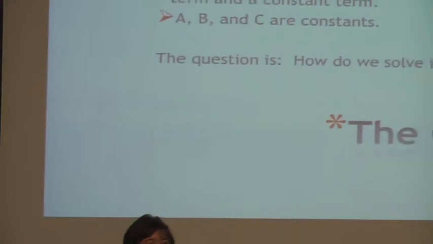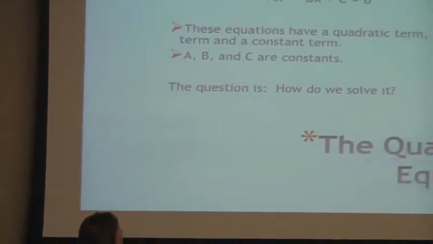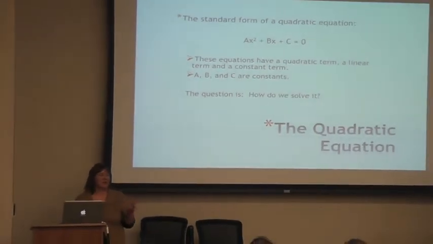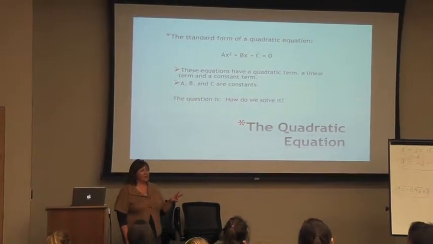You know what the quadratic form is: ax squared plus bx plus c equals 0. It has a quadratic term, a linear term, and a constant term. A, B, and C are your constants. But the question is, how do we solve it? We're going to look at two ways of solving a quadratic equation.